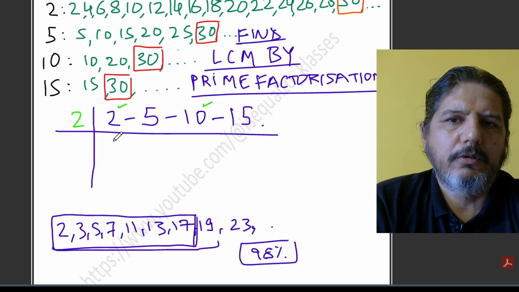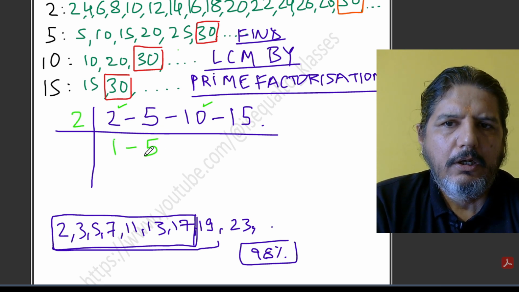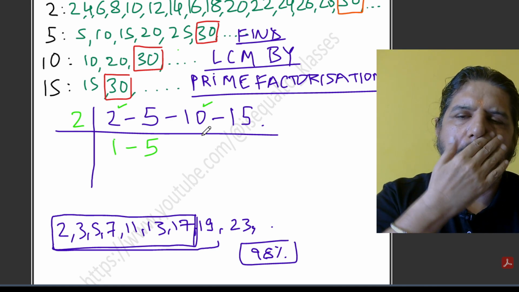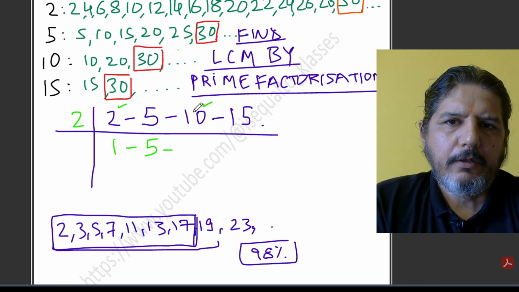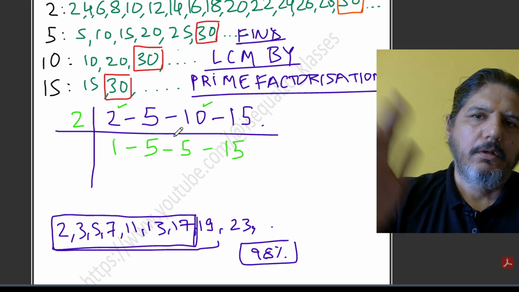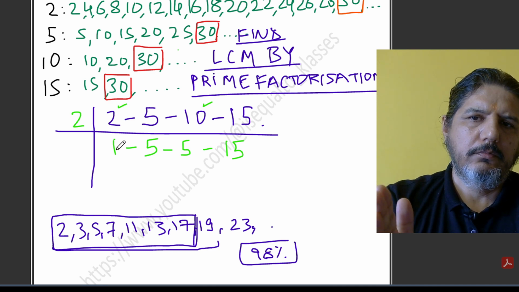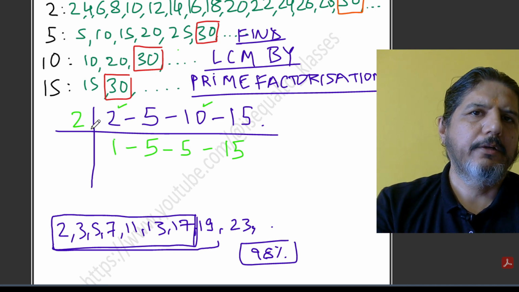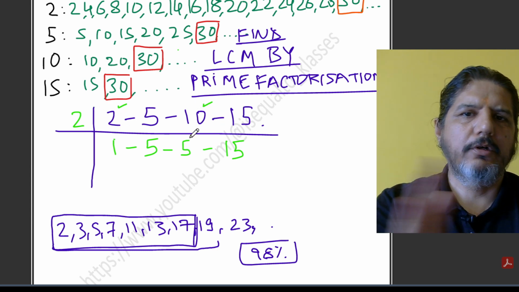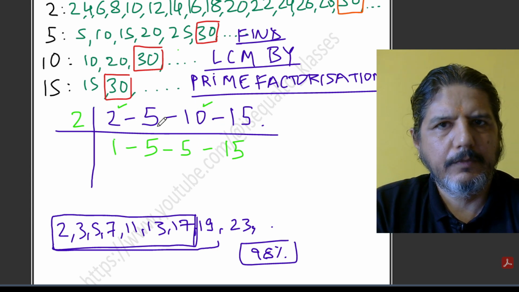So, I'll say 2 ones are 2. Now, I'll write 5 as it is because 2 doesn't divide 5. But 2 5s are 10. And I write 15 as it is. I hope this is clear. So, I divide 2 by 2. 2 ones are 2. 5 is not divisible by 2. 10 is divisible by 2, so 2 5s are 10. And 15 is not divisible by 2.